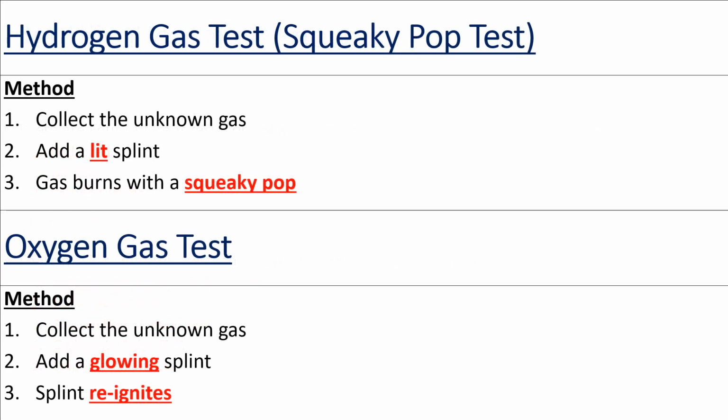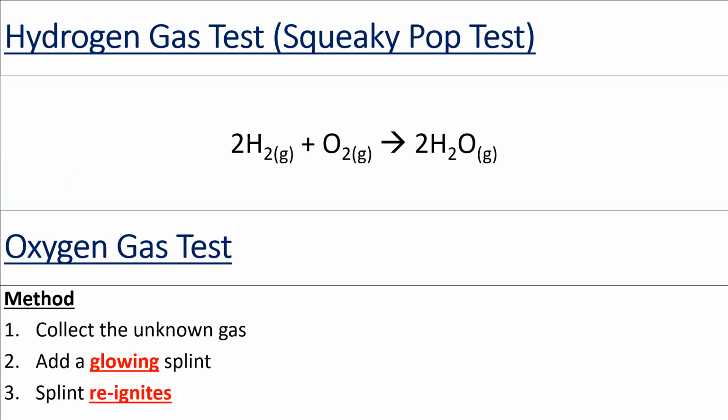The first test we're going to talk about is the hydrogen gas test. Now, you have to make sure that you are saying the method and the result. Just saying squeaky pop test is not good enough. So, hydrogen gas test, you add a lit splint and it burns with a squeaky pop. And the reason for that is because it is a little combustion reaction, almost like a tiny explosion in that test tube, which is what gives you that little pop sound.